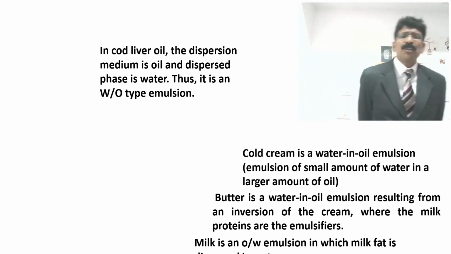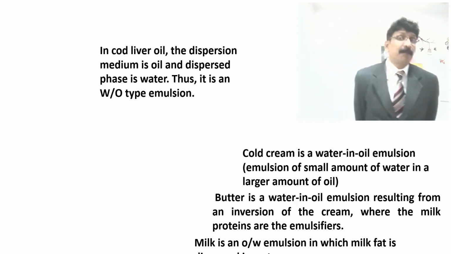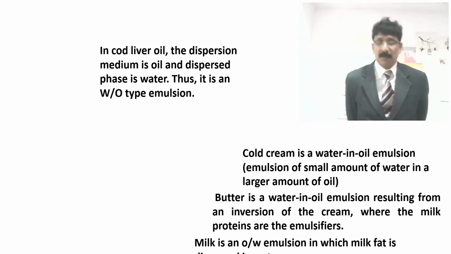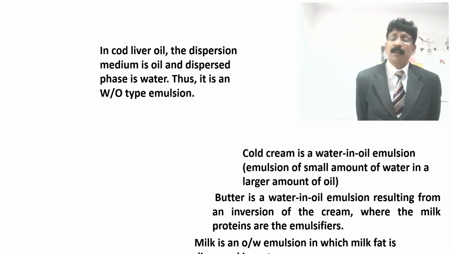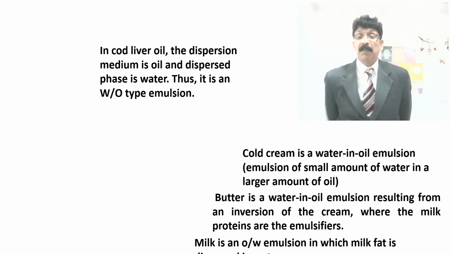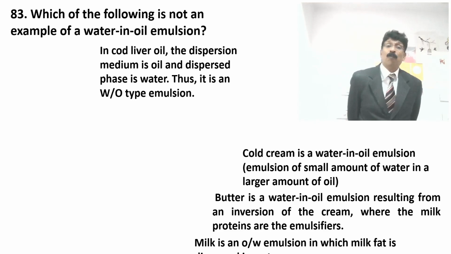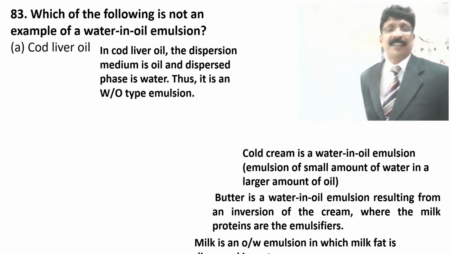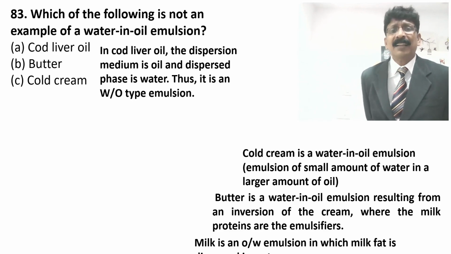Now we should know cod liver oil, butter, milk, they are all emulsions. Cod liver oil contains water, but the main thing is oil, that's why it is a water in oil emulsion. Cold cream, we know, is a water in oil emulsion. Butter, water in oil emulsion. But your milk is an oil in water emulsion. Why? Because fat is dispersed in water. Which one of the following is not an example of a water in oil emulsion? A very good question. Cod liver oil? No. Butter? No. Because they are water in oil emulsions. But milk is an oil in water emulsion.